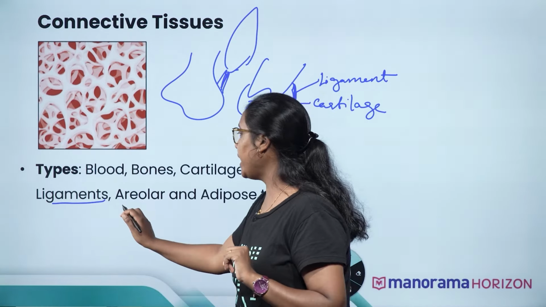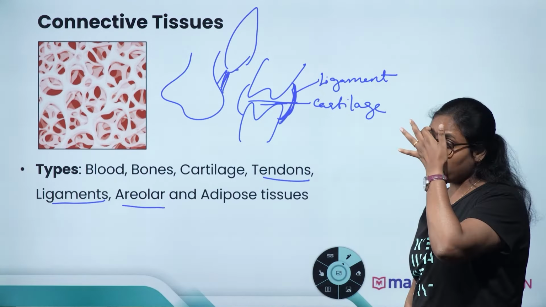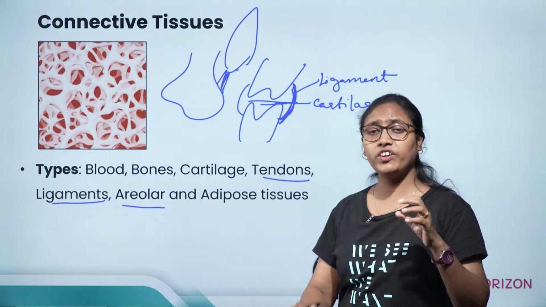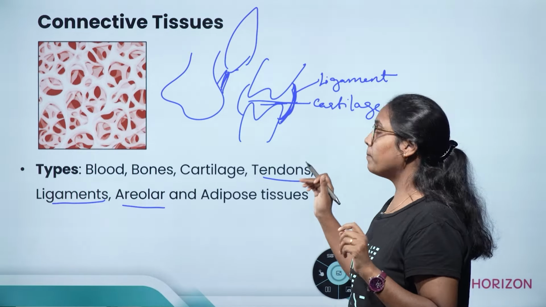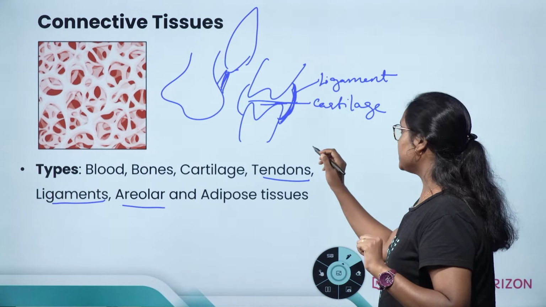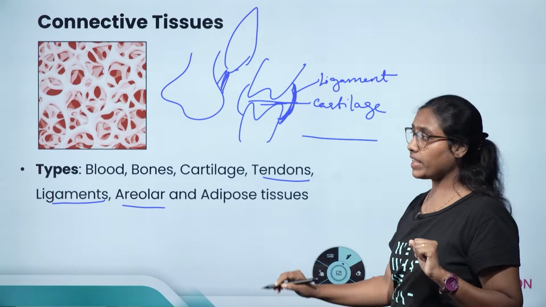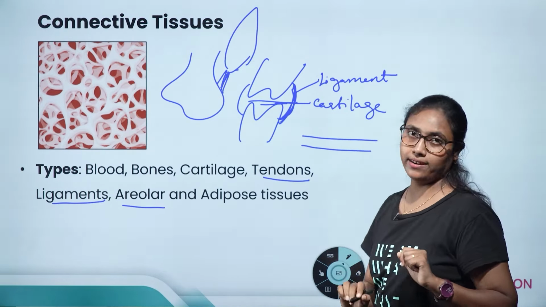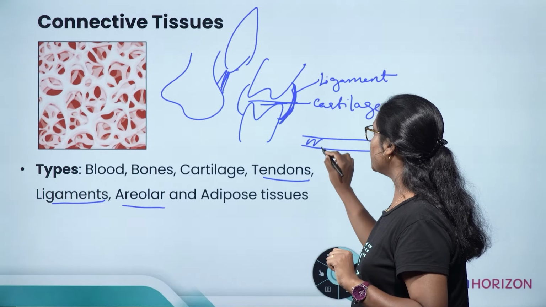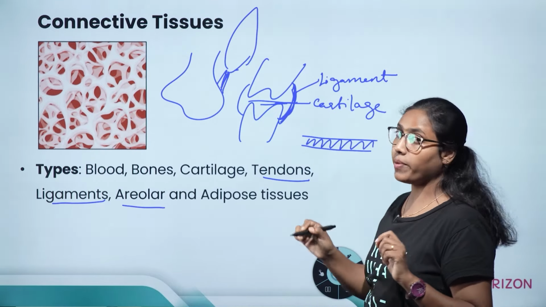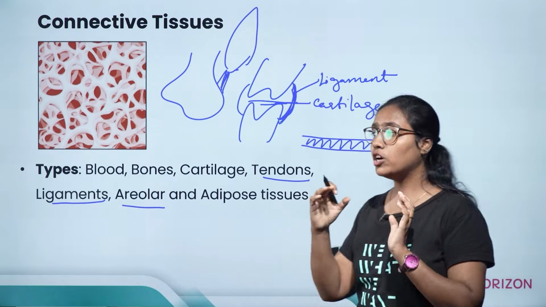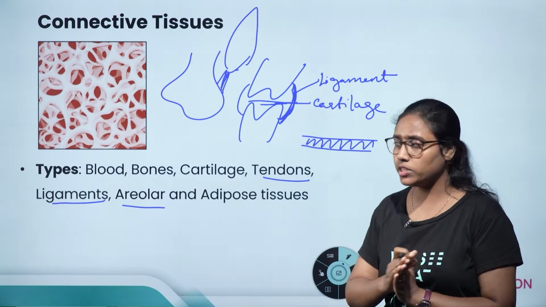Then we have areolar tissues. Areolar tissues are like filler tissues, okay. They are binding tissues. If there is a skin layer and there is a muscular layer, areolar tissues will be found here. They help in the binding of two different layers, okay.